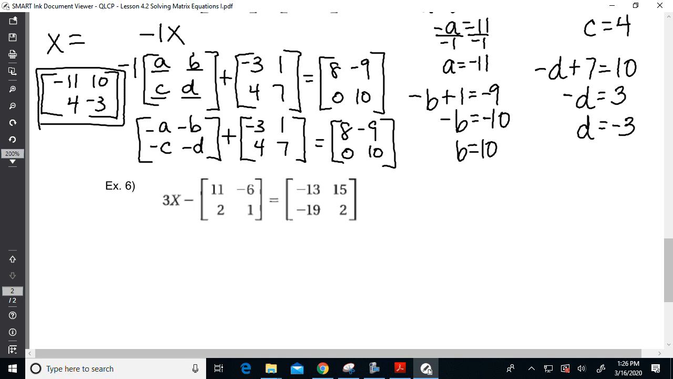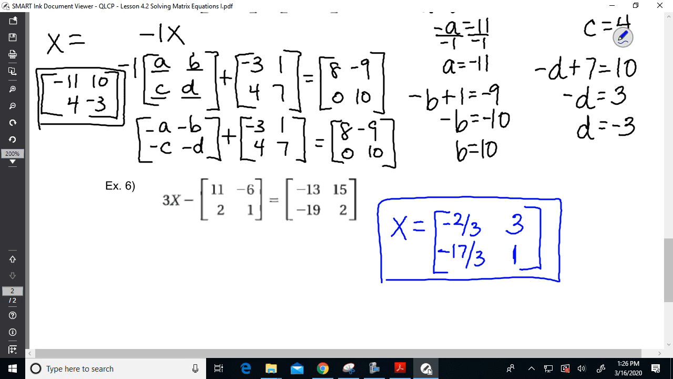So lastly, example 6 is one that I would leave for you to attempt. So here are the answers for that particular matrix. Turns out to be one that does have fractions in it. So the x matrix would become negative 2/3. I would not advise you give that as a decimal. 3, negative 17 over 3, and positive 1. So if you end up with the fractions and decimals, don't panic. You didn't do anything wrong. It's just how it ended up working itself out.